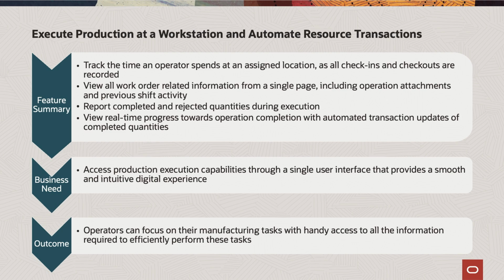With this update, you can see all the required information for executing a work order operation in one place, monitor work order operation progress against production targets, and track the time an operator spends at a workstation, as all check-ins, checkouts, and execution times are recorded. Accessing production execution capabilities through a single user interface provides operators a smooth and intuitive digital experience which helps them focus on their manufacturing tasks.